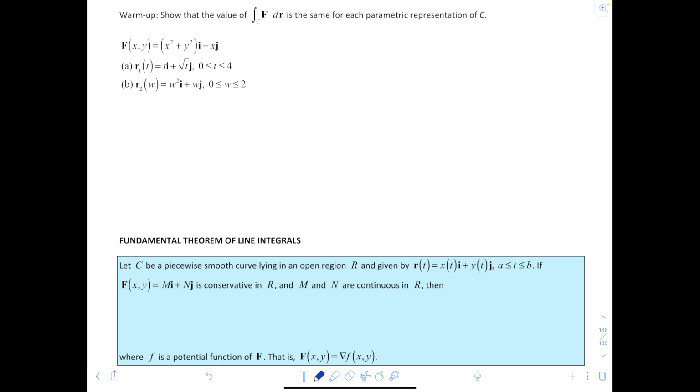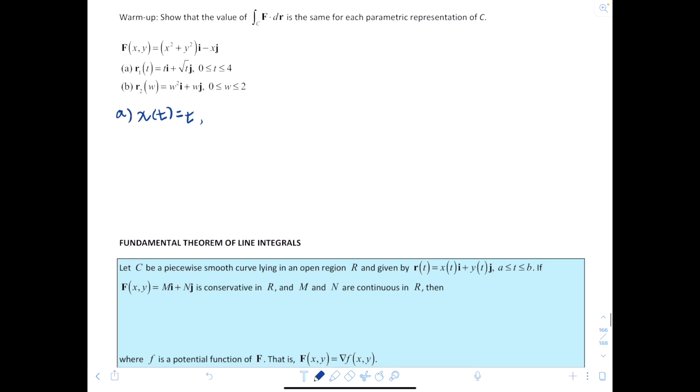So for part A, we have x at t is t, and so x prime at t is 1. y at t is the square root of t, and so y prime at t is going to be 1 over 2 root t. Cool so far?